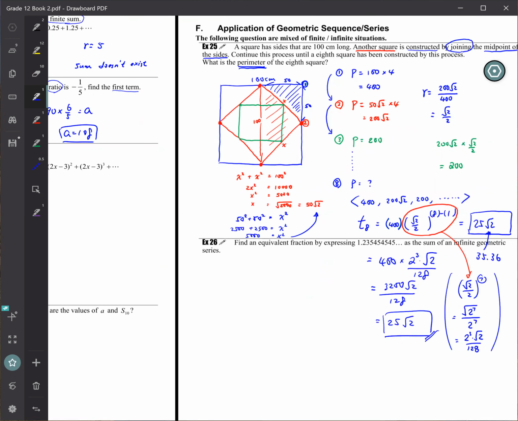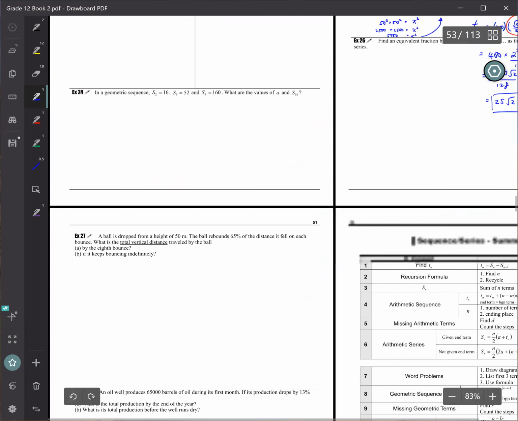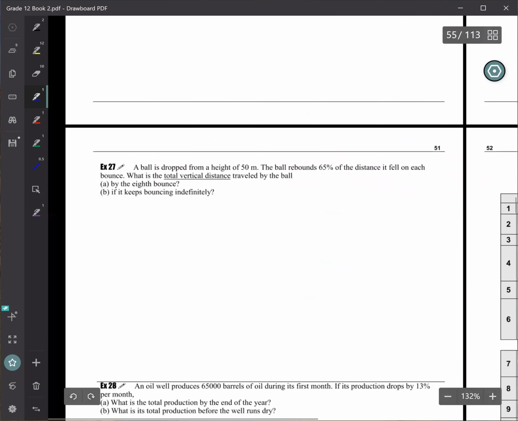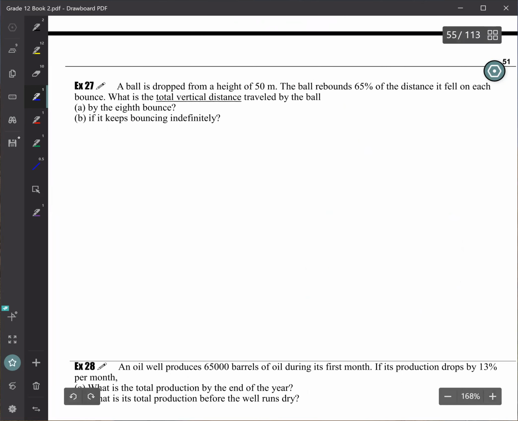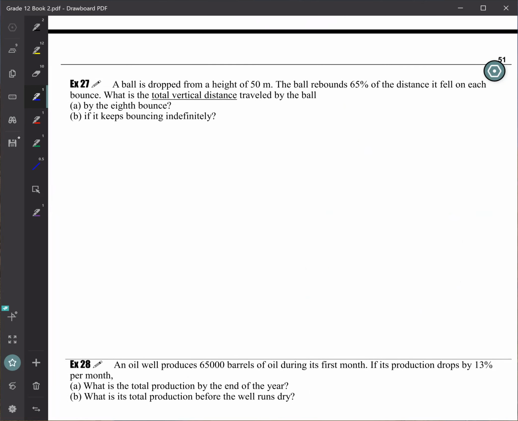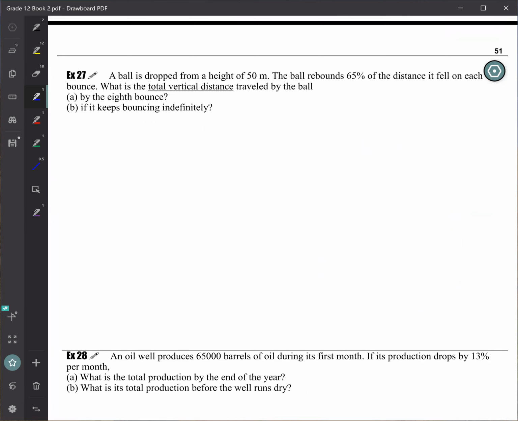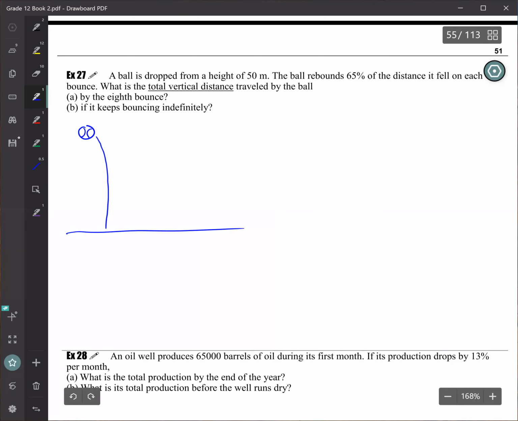Okay, I think we have one more, then we can just make it right on time. So next one is a ball dropping. A ball is dropped from a height of 50 meters. So here we have a ball. Drop it down, right?